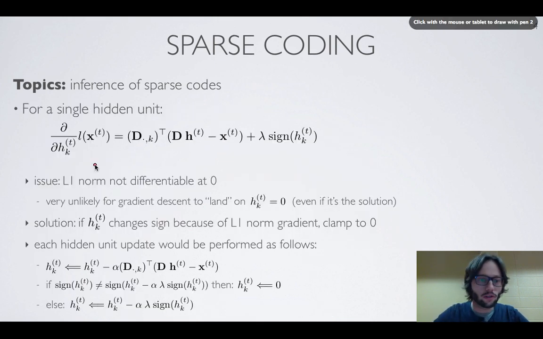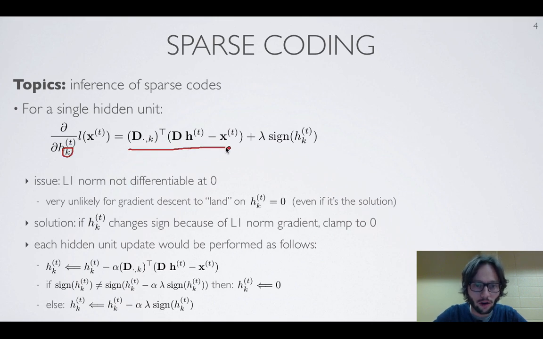Let's look at the gradient for a single hidden unit. We have the partial derivative from the squared reconstruction. It's the difference between the reconstruction and the actual input, multiplied by the vector that corresponds to that hidden unit's weights with the input, so that hidden unit's atom or dictionary element. So you have this part, and then we have the sign here.